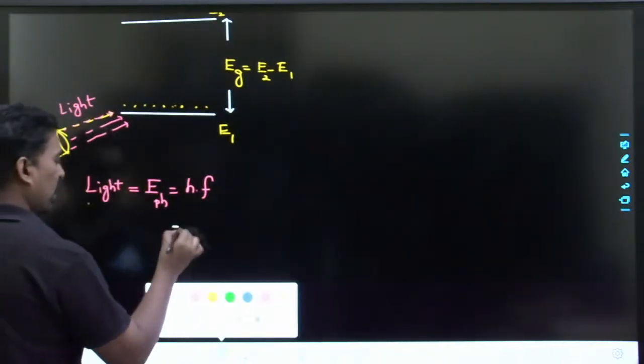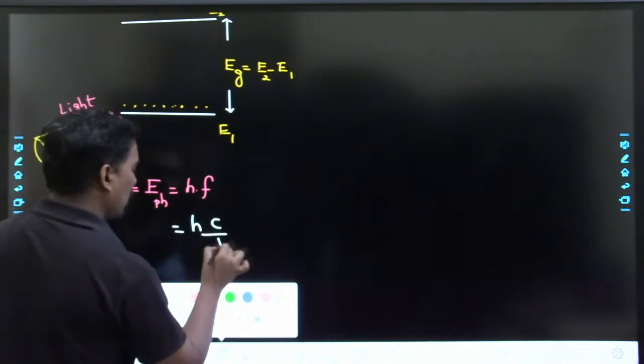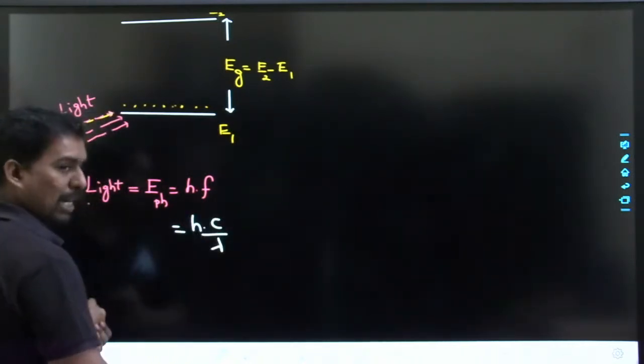Sharma following, Aranja Bose following. h is c by lambda, frequency is equal to c by lambda.